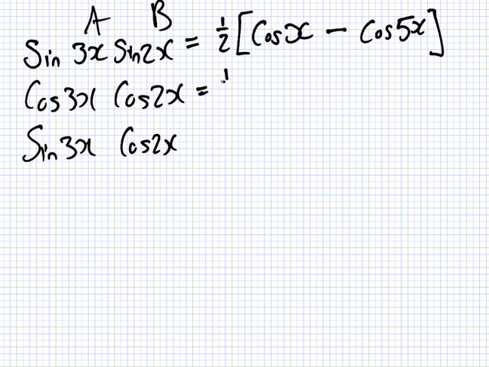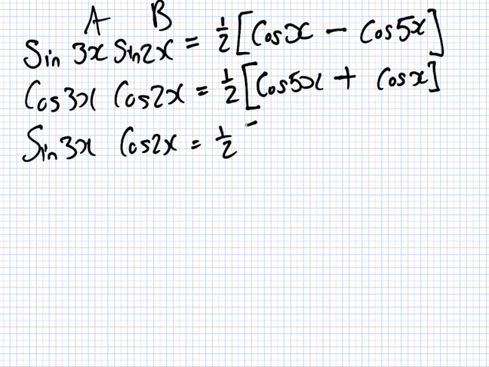And then this one here is a half, cos A minus B plus cos A plus B. And then this one here is sine 5x, A plus B, plus sine x.